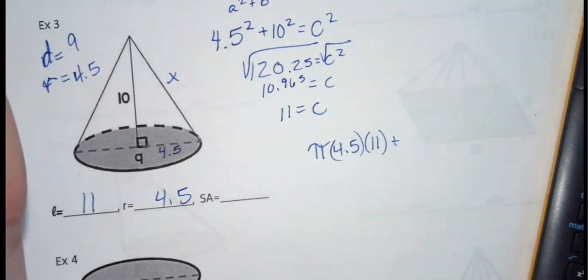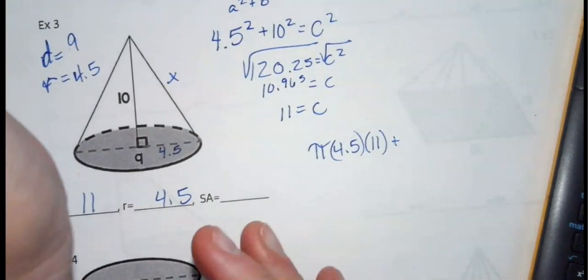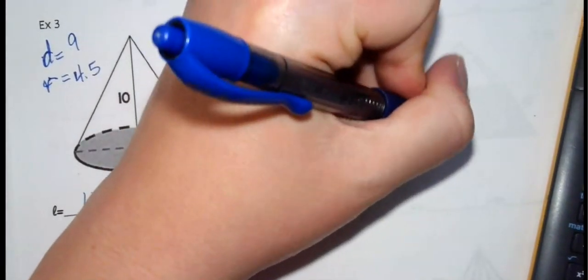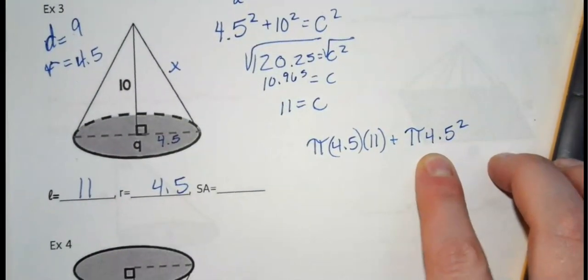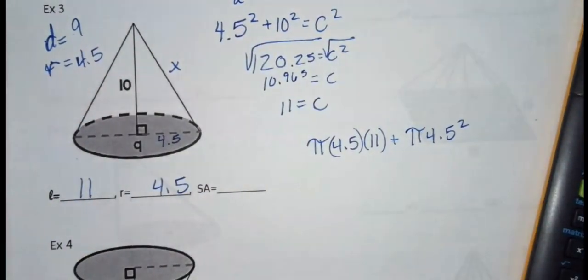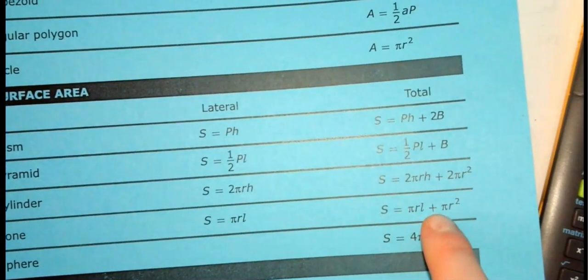So pi times 4.5 times 11. I'm going to put these in parentheses. That's not an equal sign, that should be a plus sign. Plus my pi r squared, just the area of my base, because this is just the area of the circle, that capital B. But yeah, so pi r L plus pi r squared.